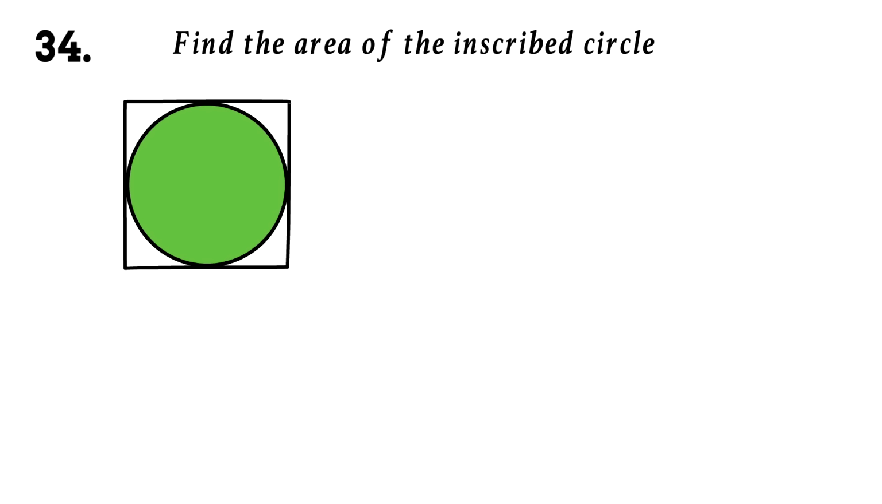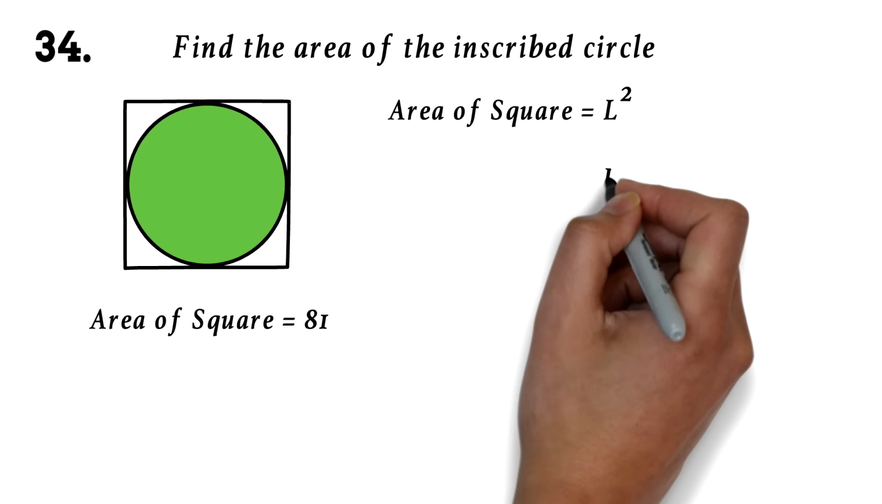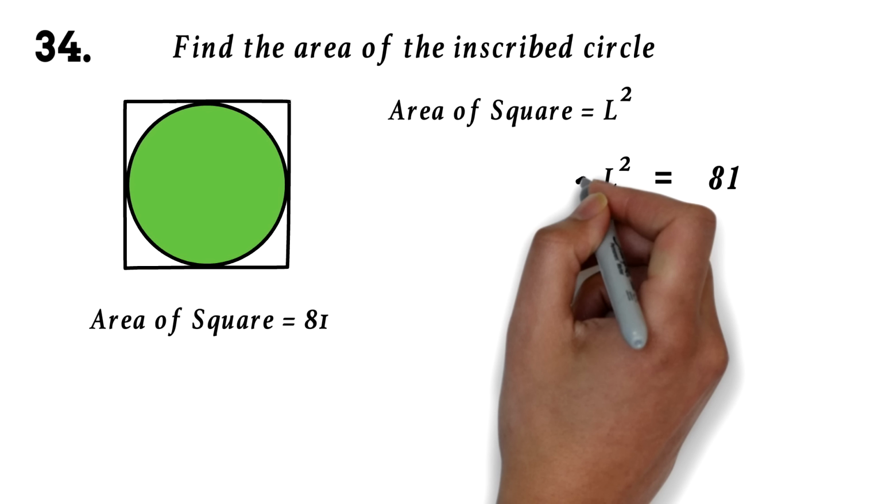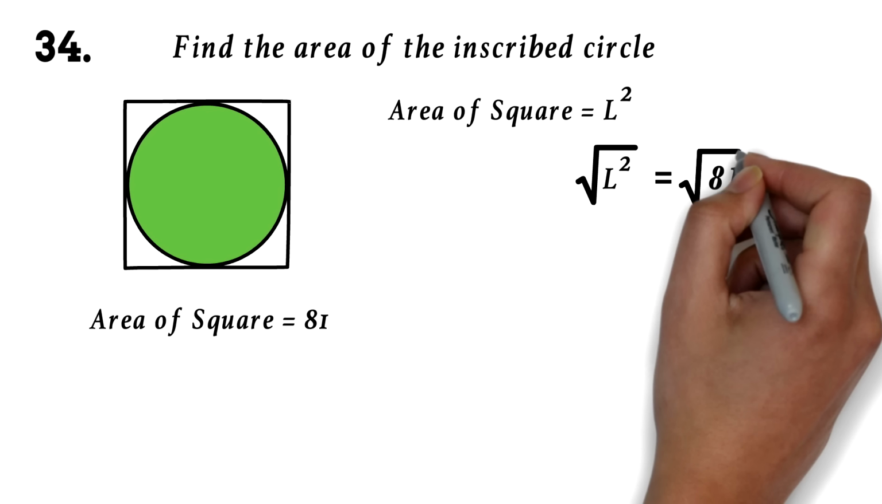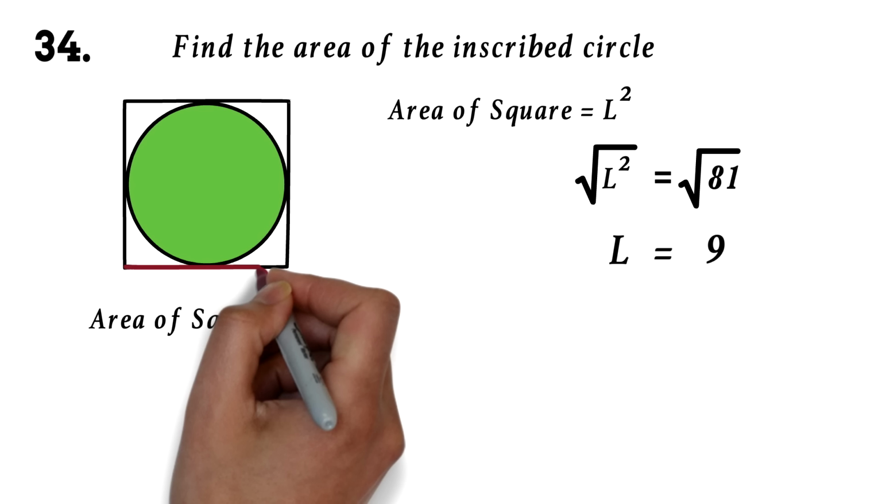Here, we want to find the area of the inscribed circle. Given that the area of the square is 81, the area of a square is length squared. We have been given the area as 81. So we have L squared equals 81. To find length, we will perform the opposite operation. Since we have squared, we will find the square root of both sides. Square root of L squared is L, and square root of 81 is 9. So the length of the square is 9.